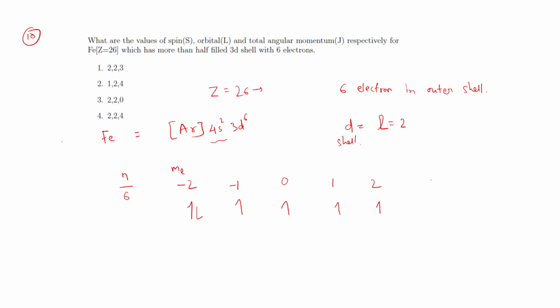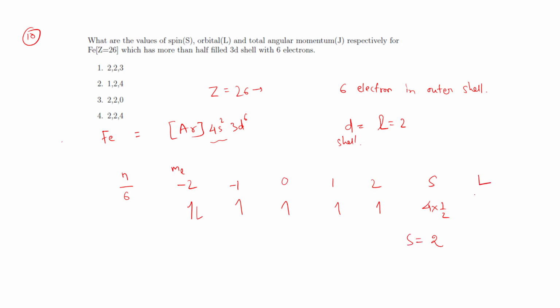Now S will be what? How many spins? Up, down, this spin cancels, so we have plus, plus, plus, plus. So 4 times 1 by 2, it is just 2. S is equal to 2.